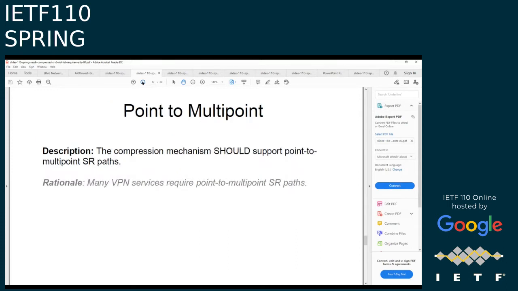Yeah, this one is about point to multi-point. In fact, the design team sent an email to the working group to ask for some feedback. So this item gives a requirement that the compression mechanism should support P2MP SR paths. And in the design team, we have not got agreement on that, but most of the members think it's reasonable. Next page.